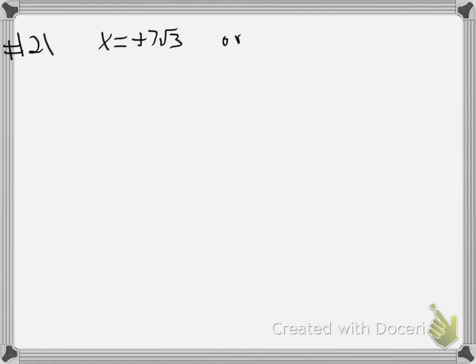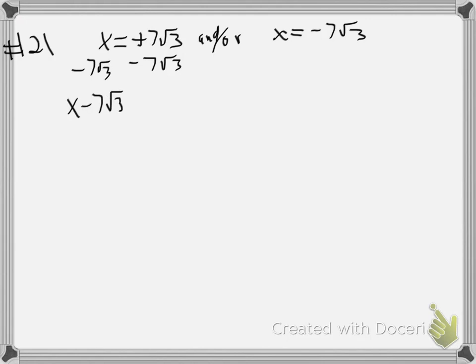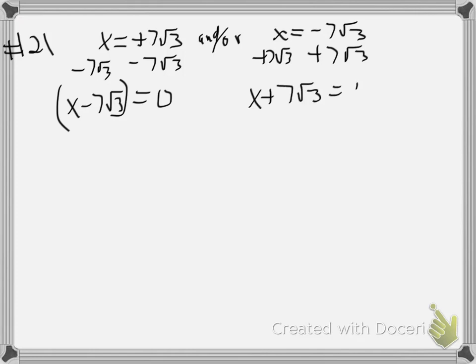Or x, it's either and or really. They could both be 0. And then minus 7 root 3. So we're going to subtract 7 root 3 from both sides. x minus 7 root 3 equals 0. And plus 7 root 3 to both sides, and you get x plus 7 root 3 equals 0. There's our two factors.